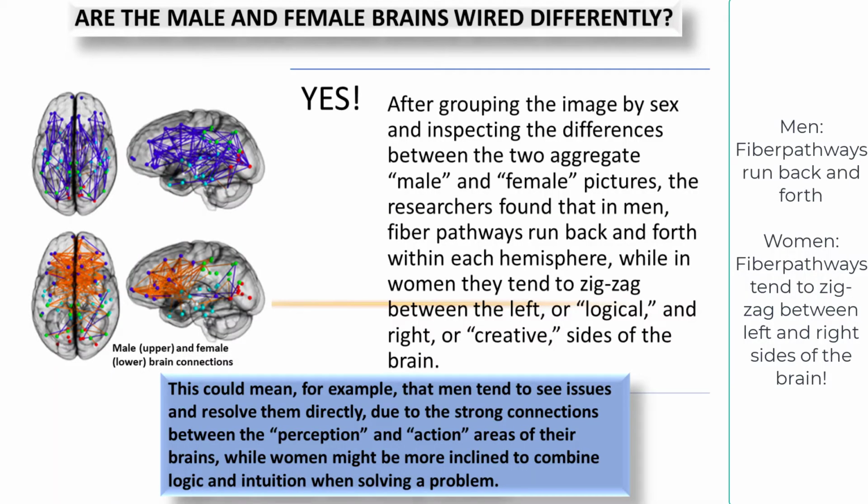Now, are the male and female brains wired differently, especially when it comes to the left and the right hemisphere? Neuroscientists have found out that yes, they are wired differently. If you look at the slide there, after grouping the image by sex and inspecting the differences between the two, what has come out is that for a male, the fiber pathways run back and forth within each hemisphere, while in a woman they tend to zigzag between the left or logical and right or creative sides of the brain. So for a woman the pathways zigzag, and for a man they run back and forth within each hemisphere.